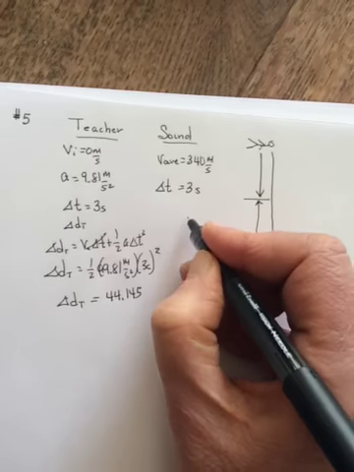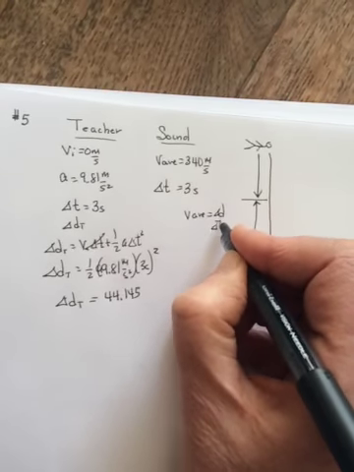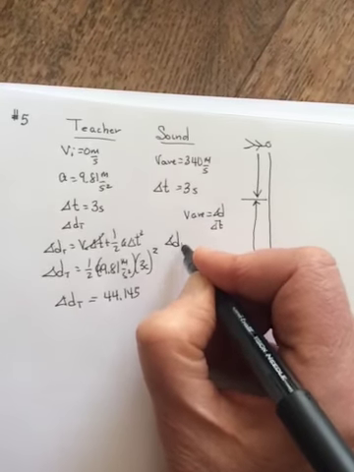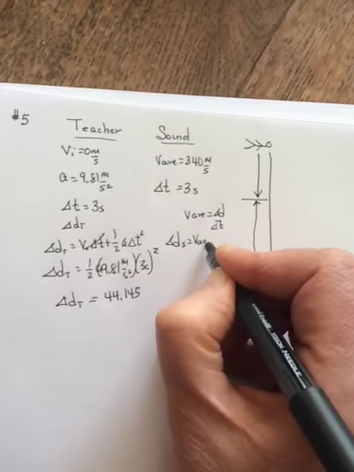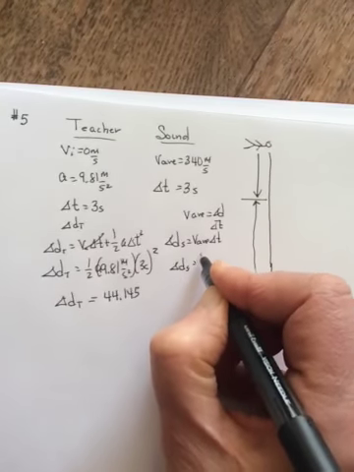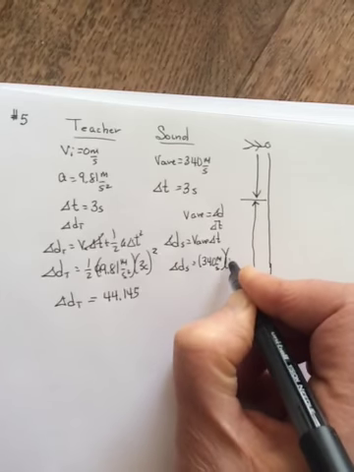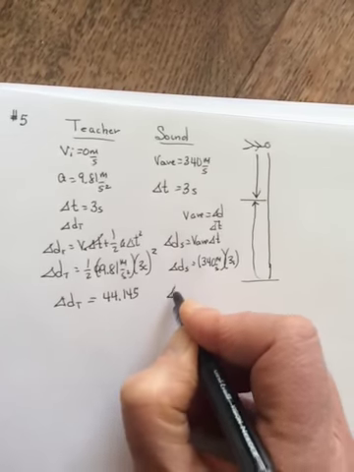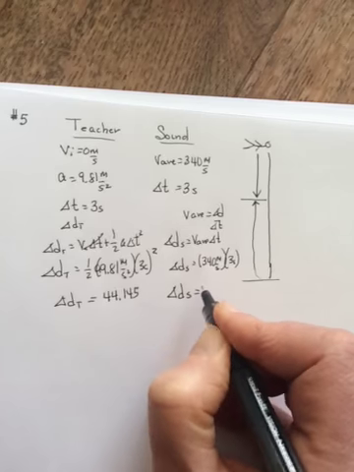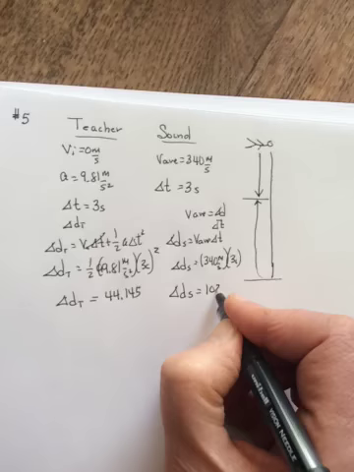Then for the sound, we know VAV is equal to delta D over delta T. So delta D of the sound is just going to be VAV times delta T. So delta D of the sound is going to be that 340 meters per second times 3 seconds. And you get a delta D of the sound to be 1,020 meters.